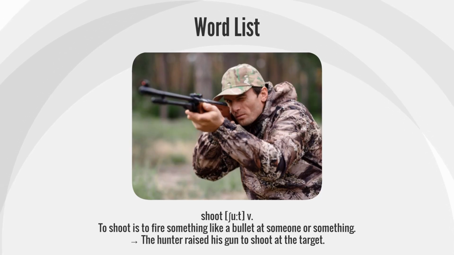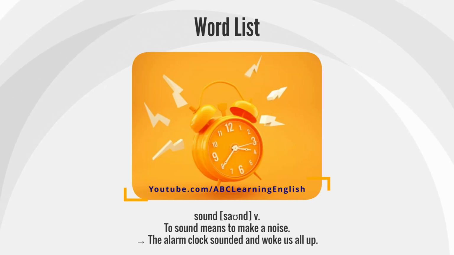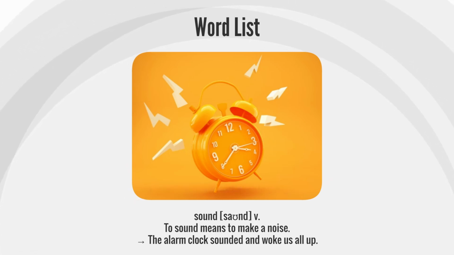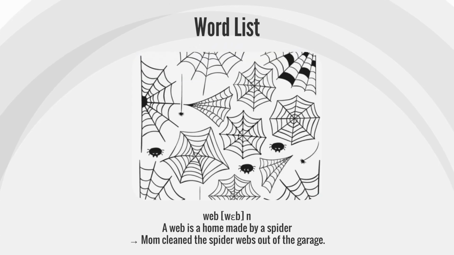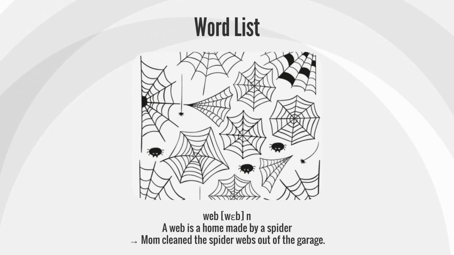Shoot. To shoot is to fire something like a bullet at someone or something. The hunter raised his gun to shoot at the target. Sound. To sound means to make a noise. The alarm clock sounded and woke us all up. Swim. To swim is to move through water. I love to swim in the ocean. Web. A web is a home made by a spider. Mom cleaned the spider webs out of the garage.